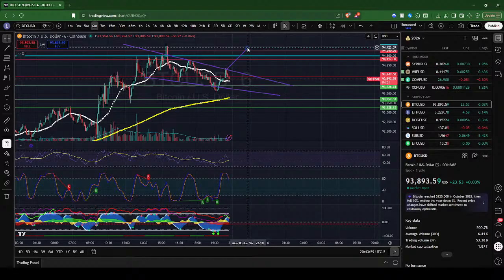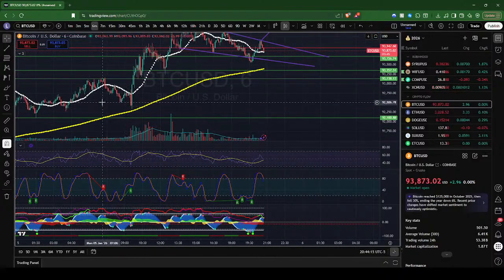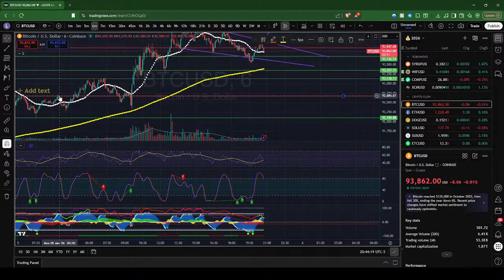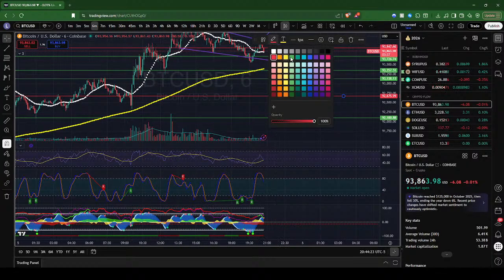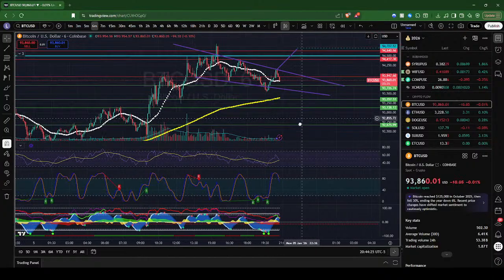And that's if we break out of this move here. If not, we have lower levels. We have 93,700, which is looking like we're going to test right now in the next couple of minutes. And if we are not successful in breaking above this pattern, we have lower levels in the 93,000s. And then we have another support level at 92,000. You could also consider this a support level as well at 92,675. So this is what we're seeing currently.